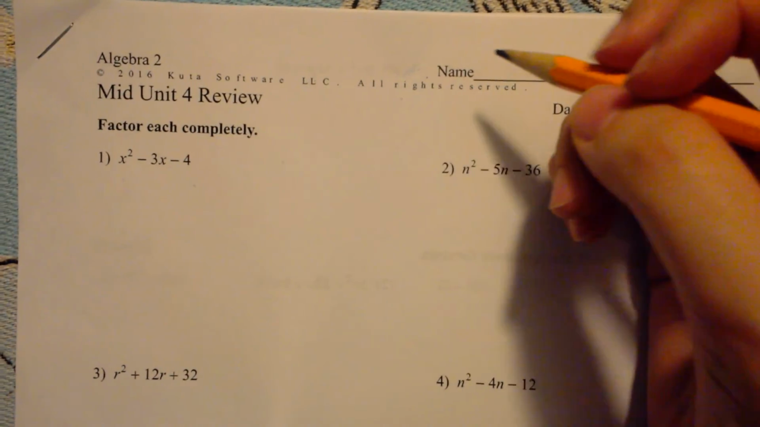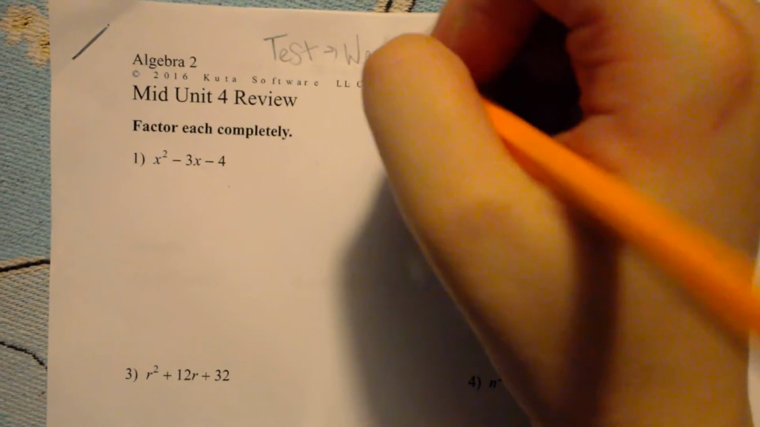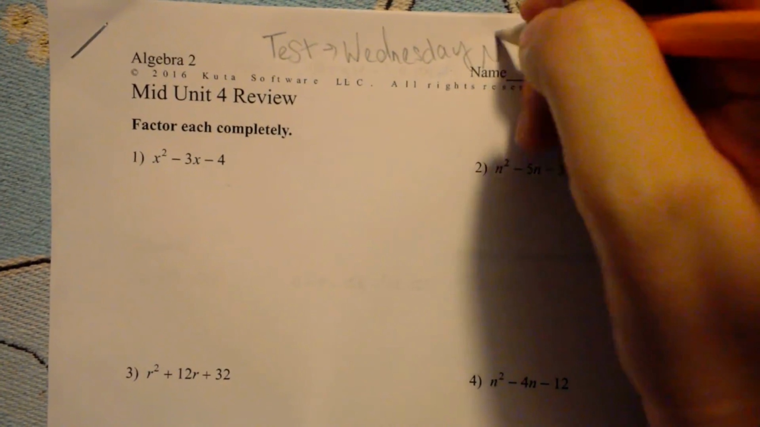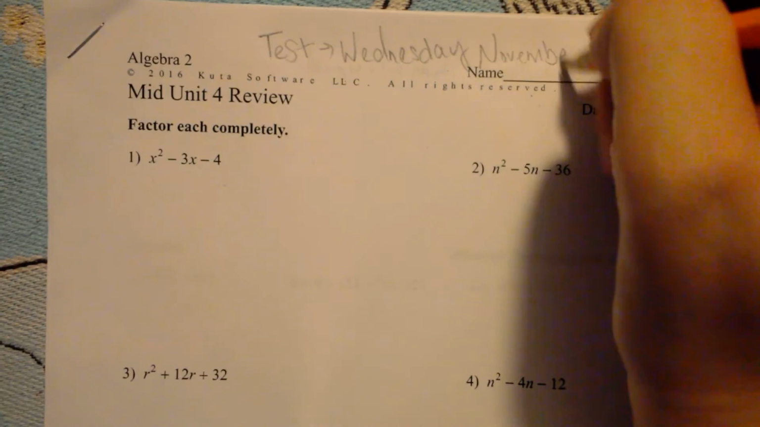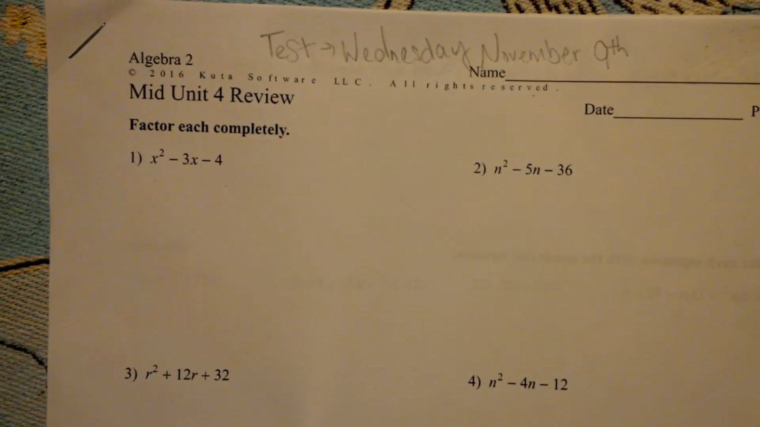It's the mid-unit 4 review. Our test is on Wednesday, November 9th. So there's 3 parts of the review: factoring, solving with quadratic formula, and then simplifying complex numbers.